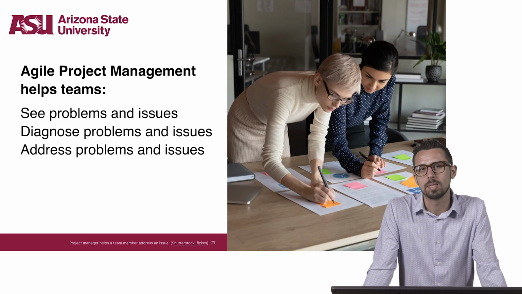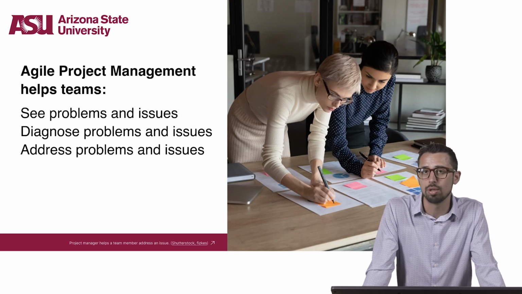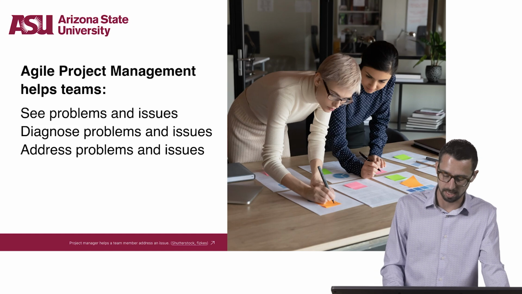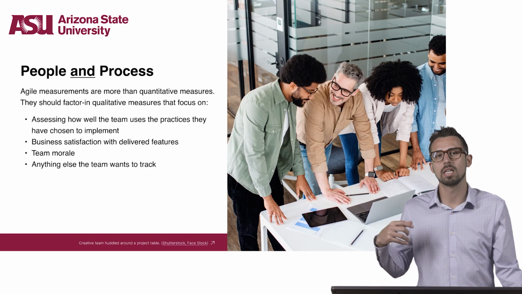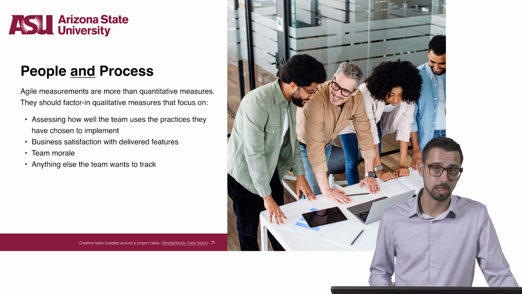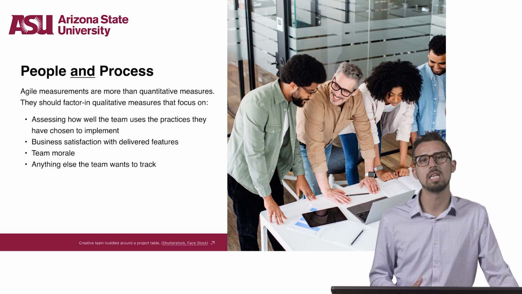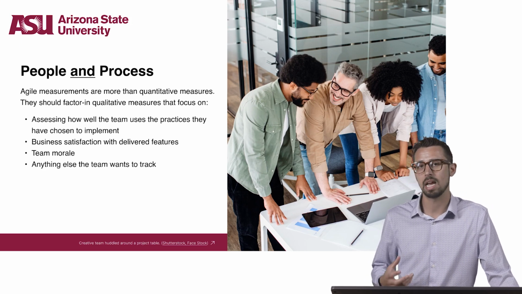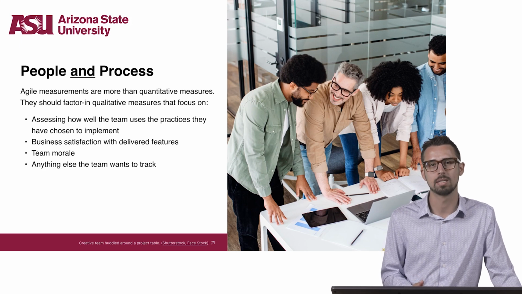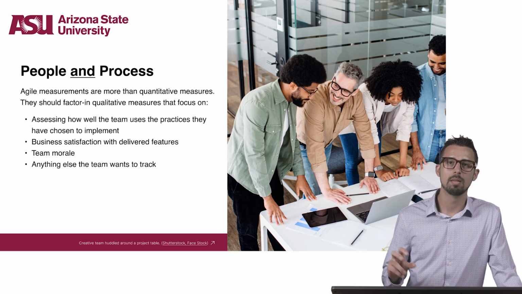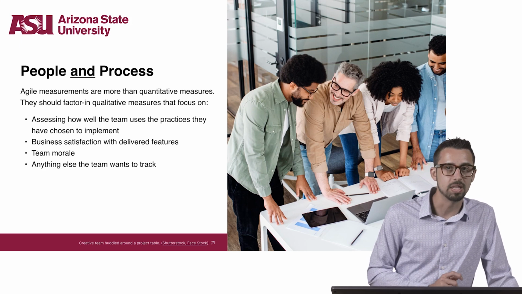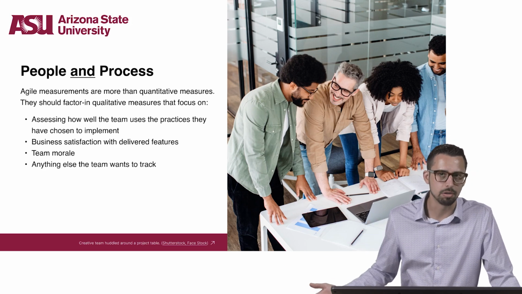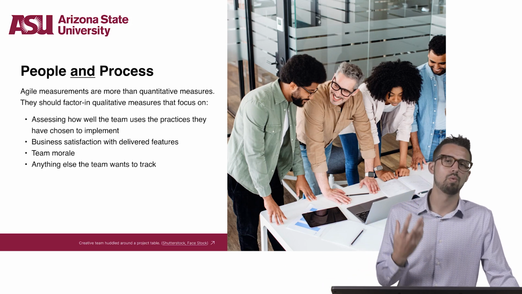Agile also helps teams see problems and issues so the team can diagnose and address them. In addition to quantitative measures, the team can consider collecting qualitative measures. Some of those qualitative measures focus on practices the team has chosen and assess how well the team uses those practices. For example, the business satisfaction with delivered features or the morale of the team, and really anything else the team wants to track as a qualitative measure.